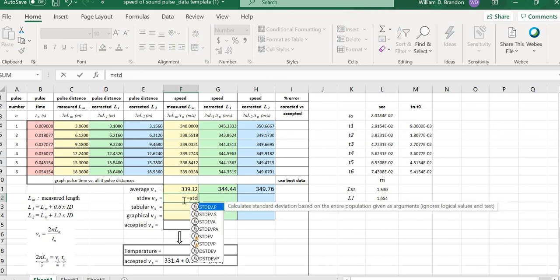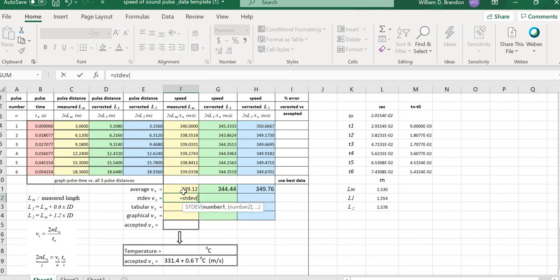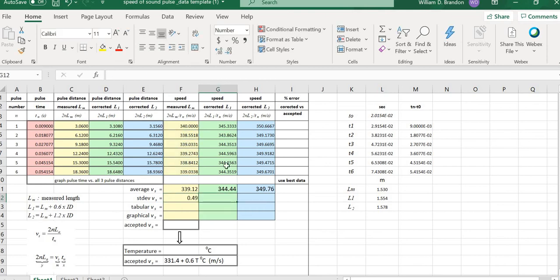Equals STDEV. Okay, grab the population. Pull it down. Boom. Okay. Equals standard deviation. Then grab the entire population. Now don't use the average in your standard deviation, just the population of data. This is your population of data. This is your data up here.